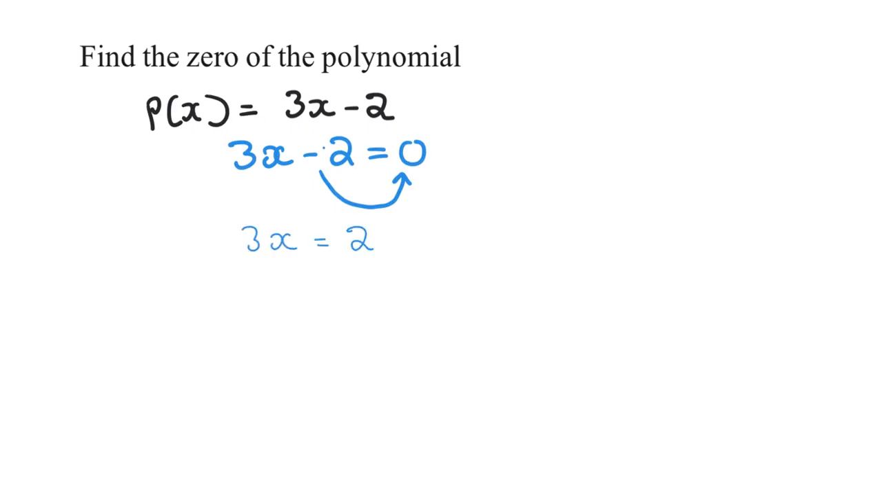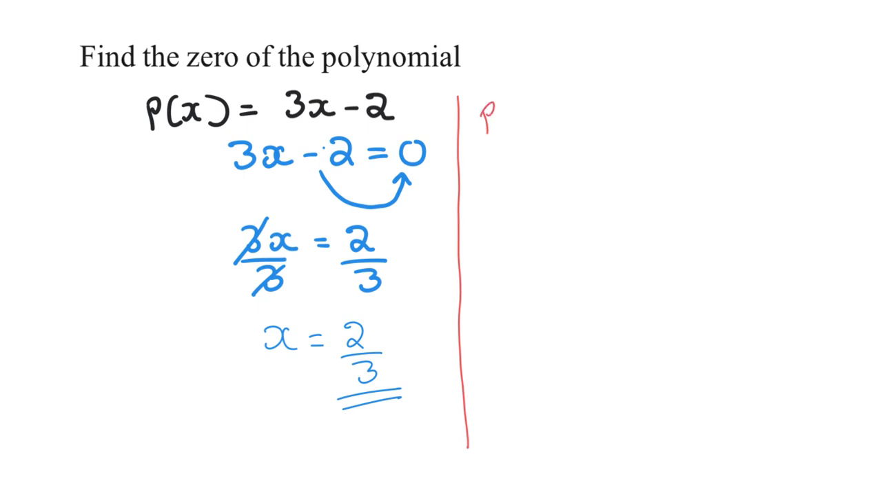I want to find only x. So I have to remove the 3. So divide by 3 on both sides. So that 3 divided by 3 is 1. x is equal to 2 over 3. So the zero of this polynomial is what? 2 over 3. Do you want to check?